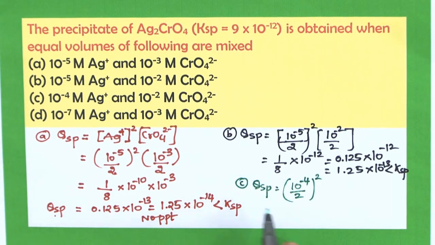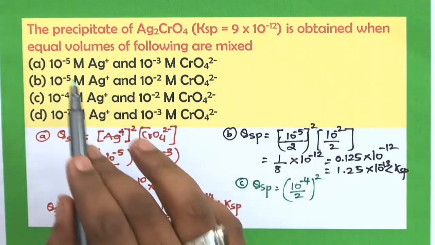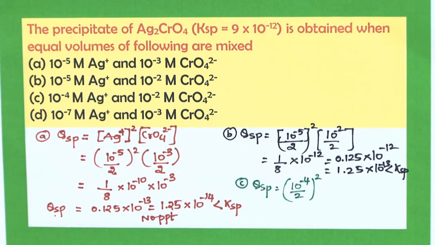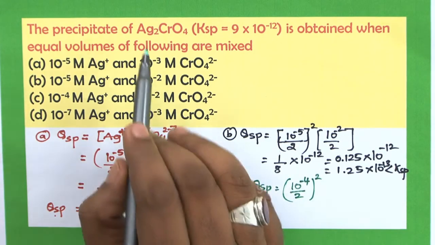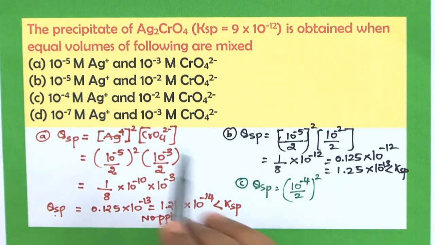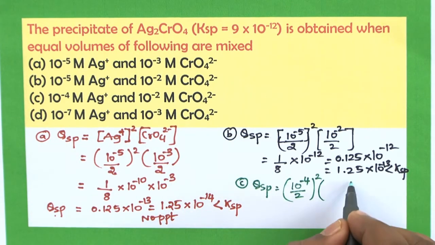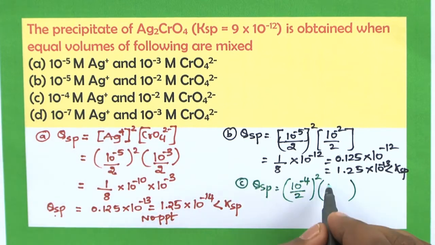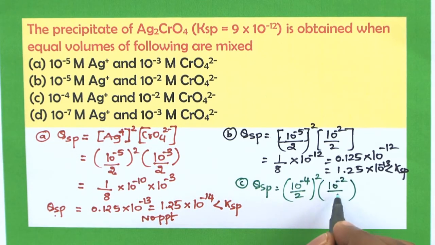For option C, QSP is equal to 10 to the power minus 4 divided by 2, whole raised to 2. Why is it divided by 2? Because we have mixed equal volumes. When you mix equal volumes, the concentration reduces to half. Why is it squared? Because silver chromate on dissociation gives 2 silver ions, into the concentration of chromate. The concentration of chromate given is 10 to the power minus 2 divided by 2.